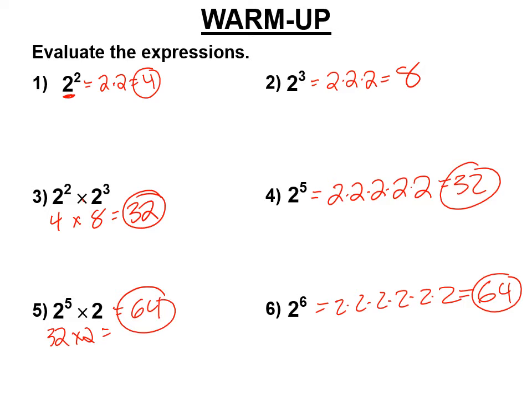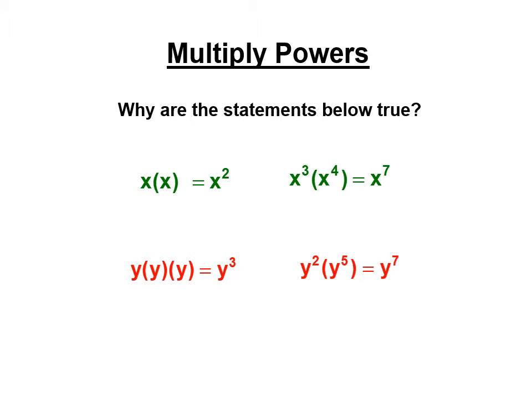So let's look at something here. We have 2 squared times 2 cubed equals 2 to the 5th. We also have 2 to the 5th times 2, and we'll say that's 2 to the 1st, equals 2 to the 6th. Is there any pattern there? Let's see. If I have x times x, it's x squared, right? We did that in the last lesson. X cubed times x to the 4th, I'll tell you, is x to the 7th. We did y times y times y was y cubed. It turns out y squared times y to the 5th is also y to the 7th.